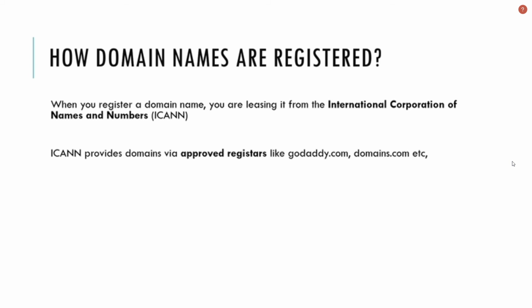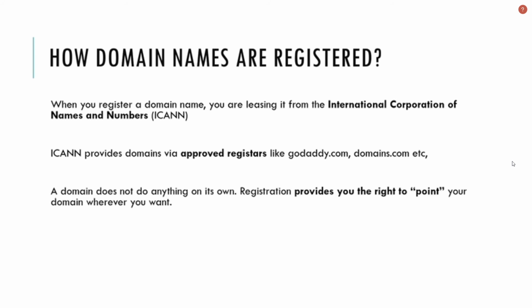You can get a domain name via approved registrars like godaddy.com and domains.com, from where you purchase the domains. As a next step, you are purchasing the license or right to point your domains wherever you want, be it any hosting website or the static IP address of your home computer.